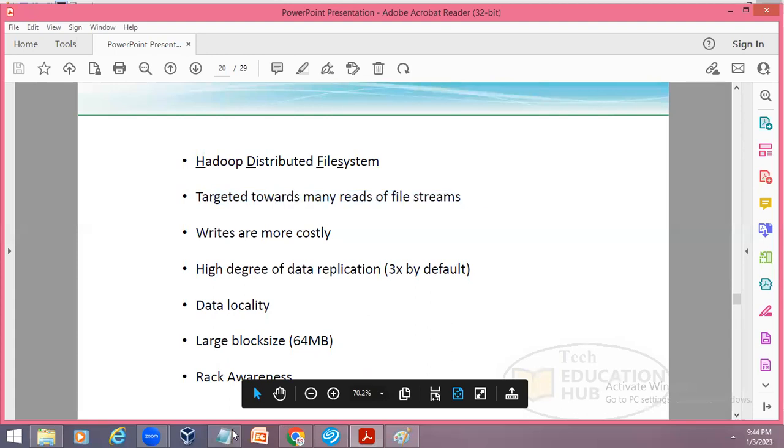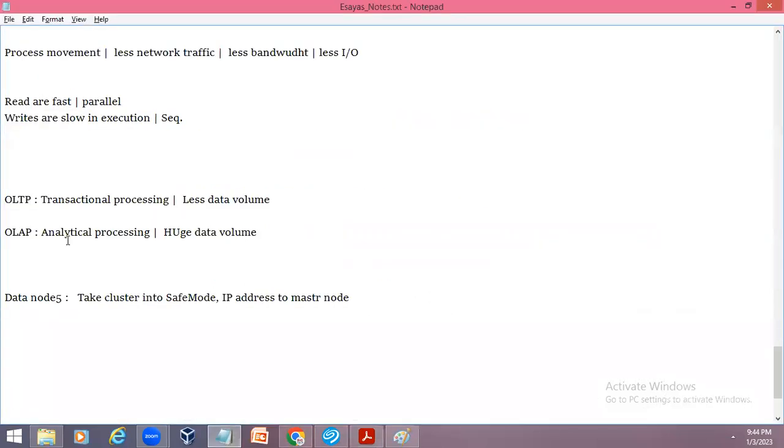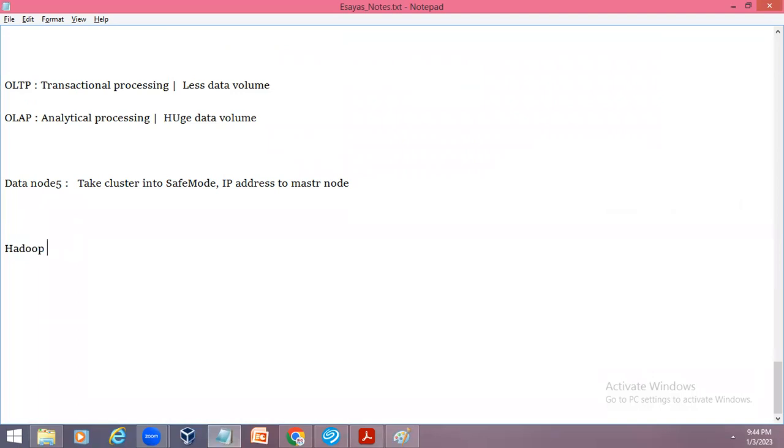For this, just remember, Hadoop is an OLAP system. That's why it works on WORM, worm. Worm means write once, read multiple times. So what Hadoop says is, I'm good if you write once on me, but read operation you can do many number of times.